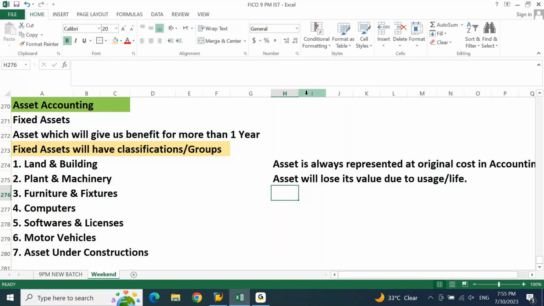Does that include land also? Correct. What is the other one you said? I said when you are using the asset, it loses value, and asked whether it's applicable to land also. No, not to land. Land will always increase in value. So we put land and building separately. Land will always increase in value and building will always decrease in value.